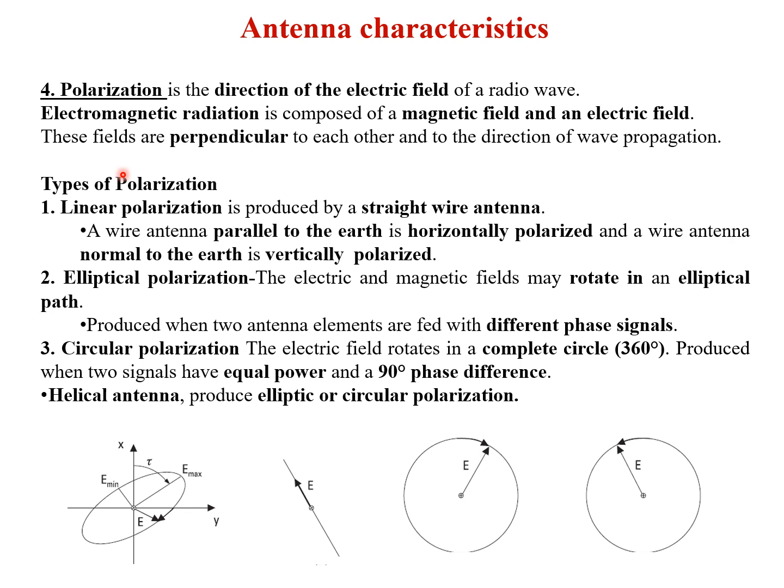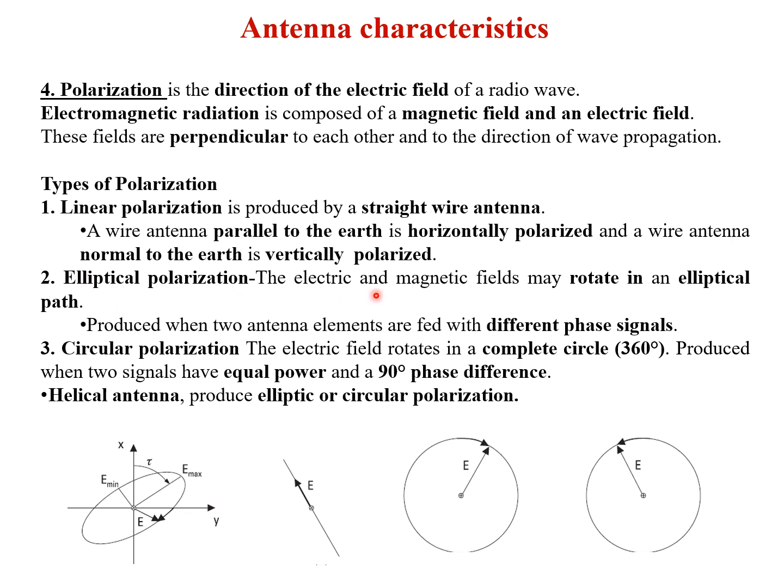Polarization. Polarization is the direction of the electric field of the radio wave. Electromagnetic radiation consists of both electric and magnetic fields, which are perpendicular to each other and to the direction of wave propagation. There are three types of polarization: linear, elliptical, and circular. Linear polarization is produced by a straight wire antenna. A wire antenna parallel to earth is horizontally polarized, and a wire antenna normal to earth is vertically polarized.